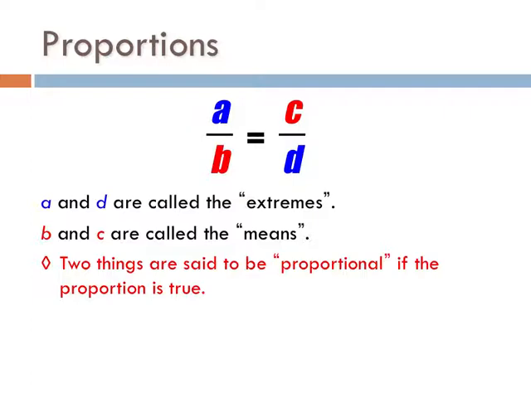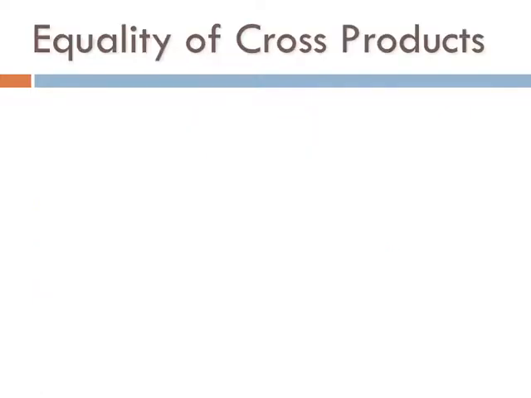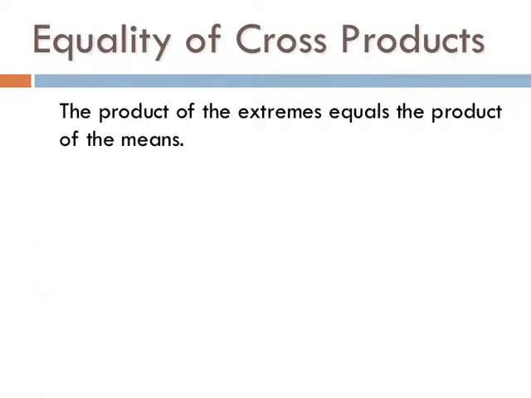Okay, so we talked about that already. Proportional means it's true. Just because you have a proportion doesn't make it true. How do we check to see if it's true? Then we get into what Mary's talking about, which is the cross product. Which you knew that already. Cross multiply. Means times extremes. Sorry, the product of the means equals the product of the extremes.